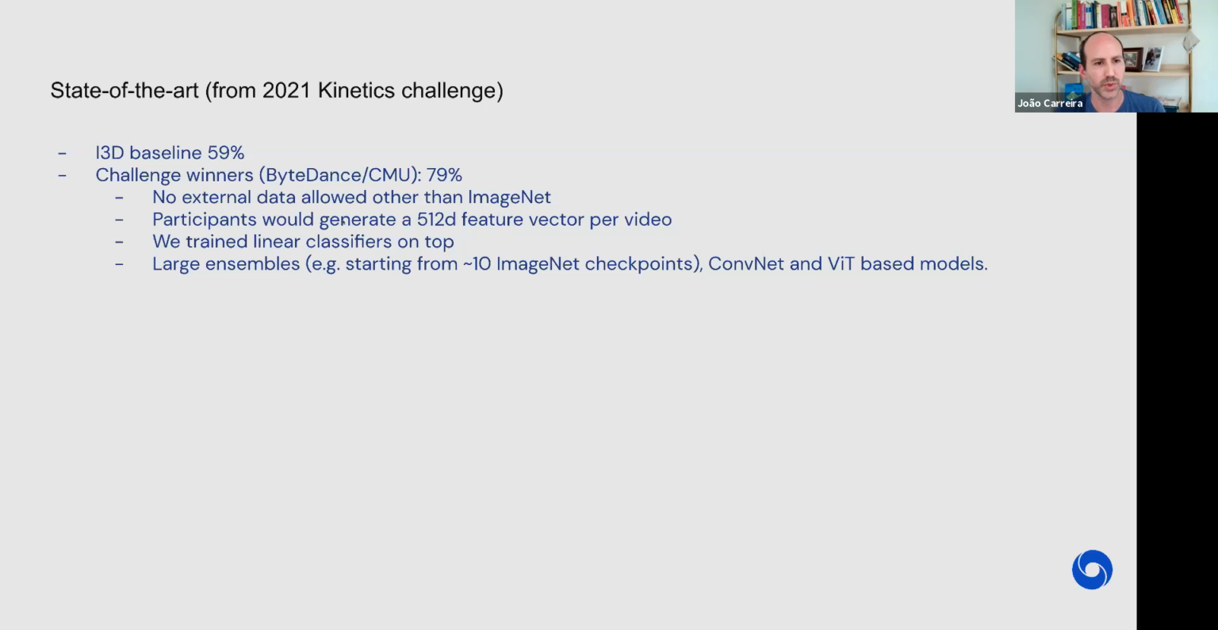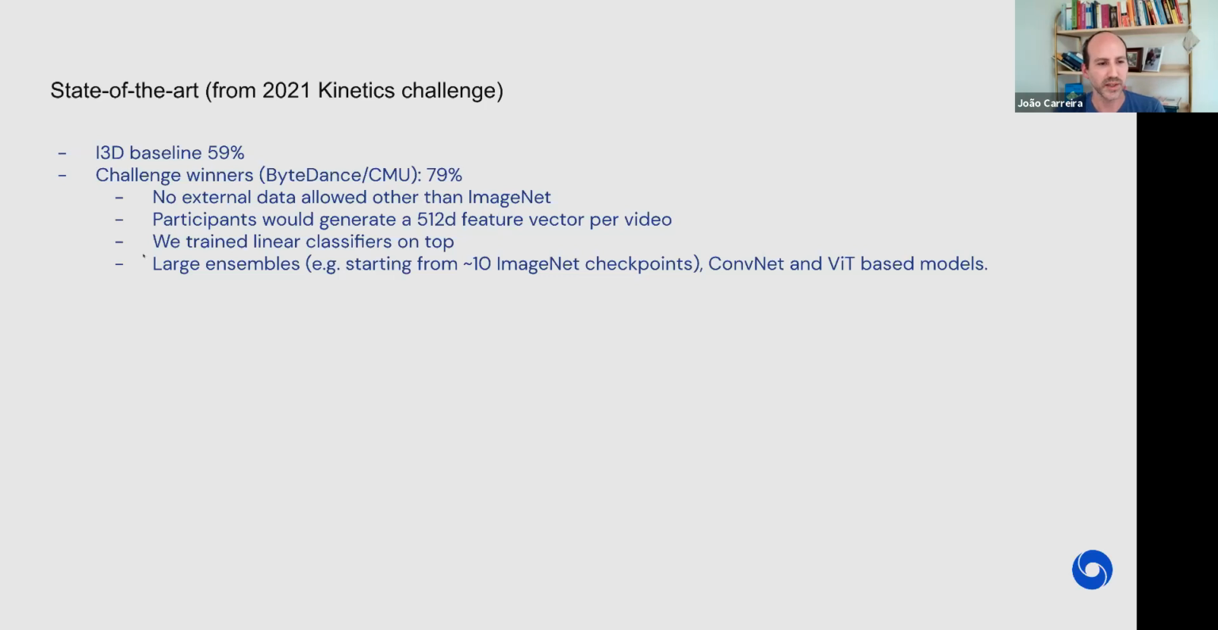This year's winners were Byte and CMU. And let me just explain to you very quickly how this worked. The participants were only allowed to train on Kinetics and ImageNet, and they would produce a 500-dimensional feature vector per video, rather than class scores. And what we did this year was we were training linear classifiers on top. The main motivation for this was that now we would have features for the whole dataset and could do a bit richer analysis, like nearest neighbor analysis, that I'll show you next.